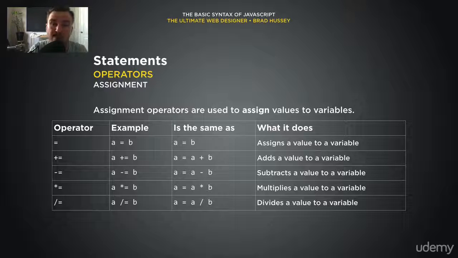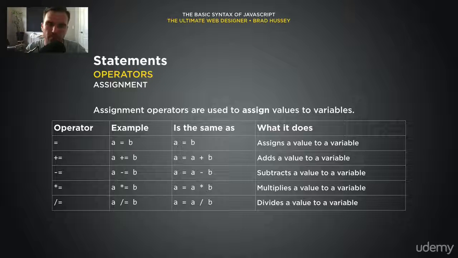Assignment operators are used to assign values to variables. So in this table, we have some data here to explain the different types of common operators. So we have the equal sign, which an example would be the variable a equals b. And in this case, it is the same as a equals b, but this will make sense as we go down the table. So what this does is assigns a value to a variable. So it assigns the value of b to a. The operator plus equals, an example would be a plus equals b. It is the same as a equals a plus b. So this adds a value to a variable. So this adds the value of a plus b to a.